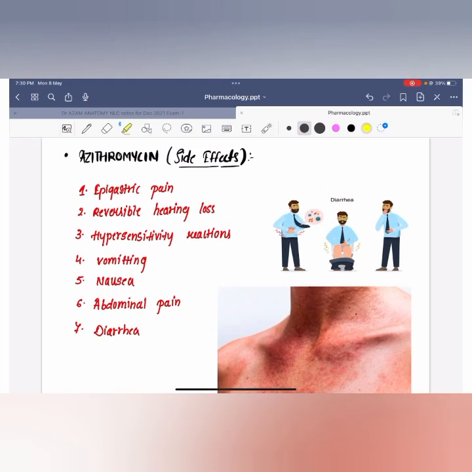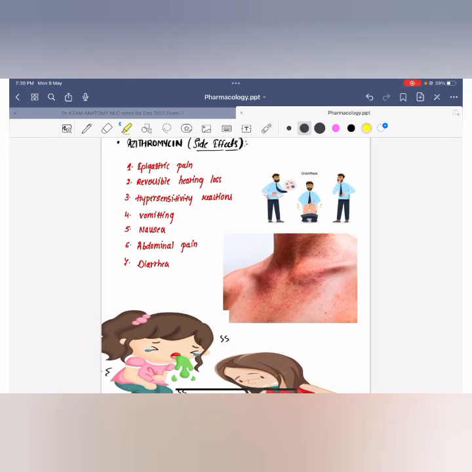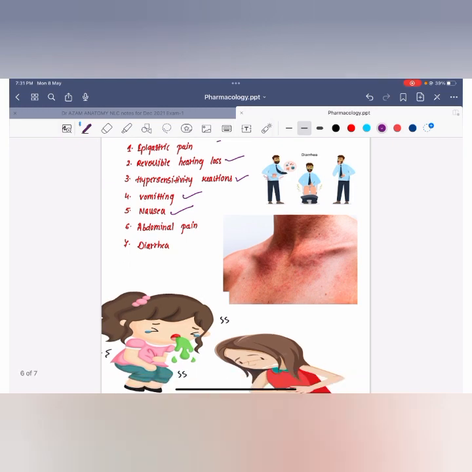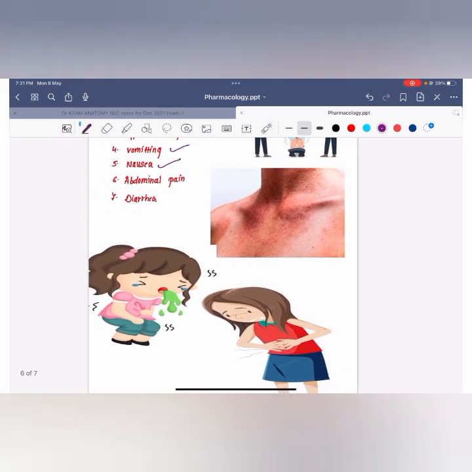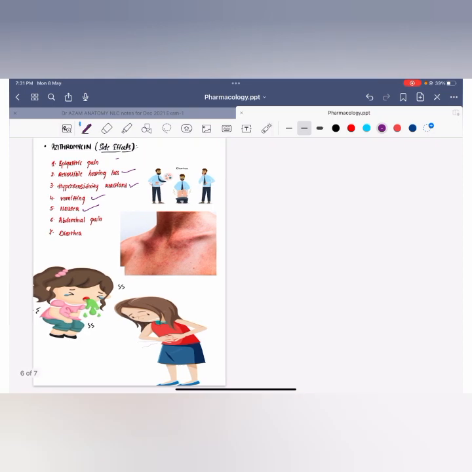The side effects of erythromycin include epigastric pain, reversible hearing loss, hypersensitivity reactions, vomiting, nausea, abdominal pain, and diarrhea. As we can all see in these images.